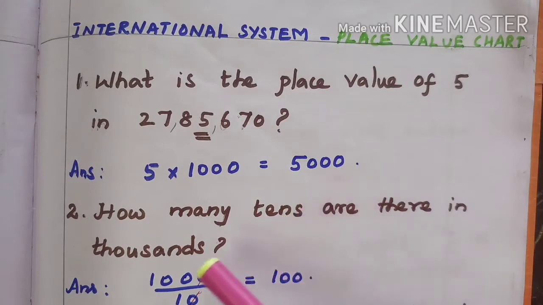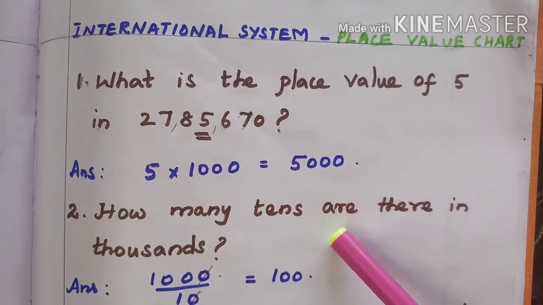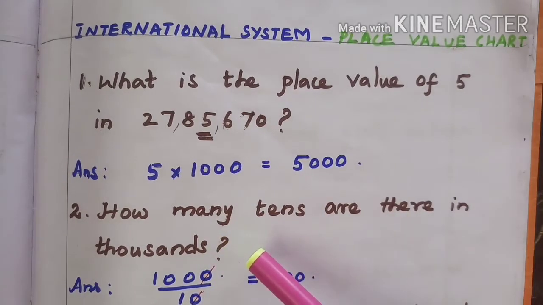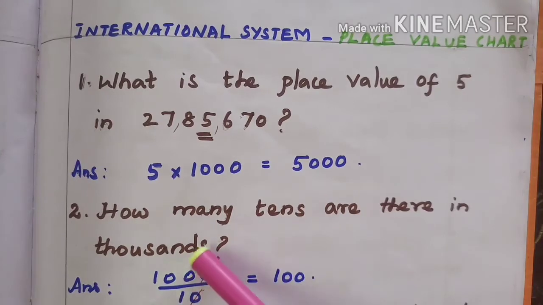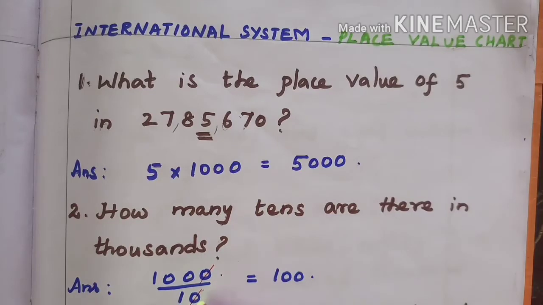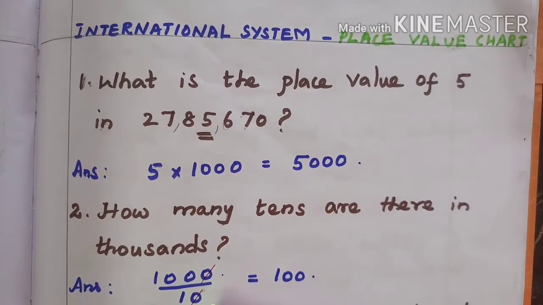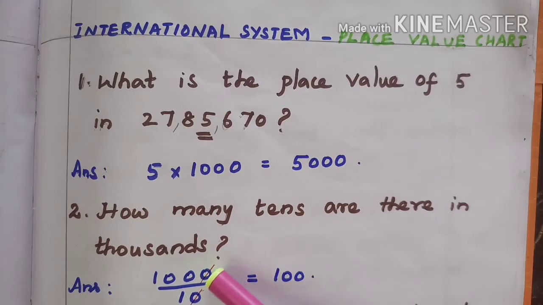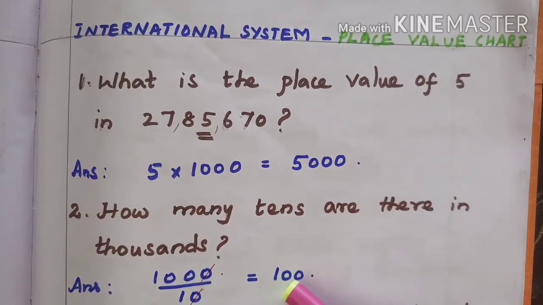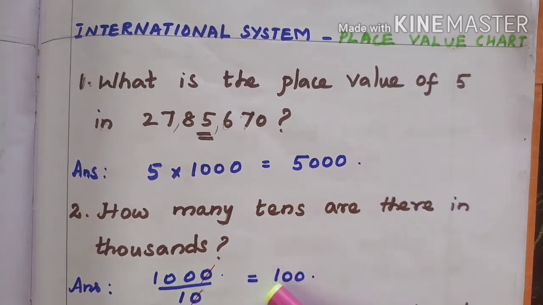The next question is, how many tens are there in thousands? How many tens? So, how we are going to write? We see the 1000 we are writing in the numerator. So, how many tens are there? So, the tens we are writing in the denominator. So, only 1 0 gets cancelled. We are striking 1 0. And what is the answer? 100. So, how many tens are there in 1000? There are 100 tens in 1000.